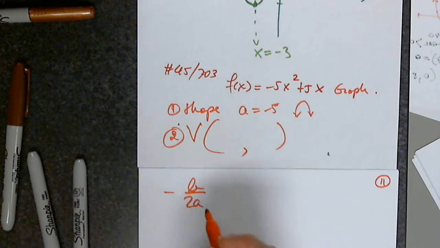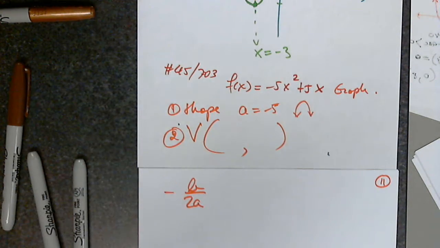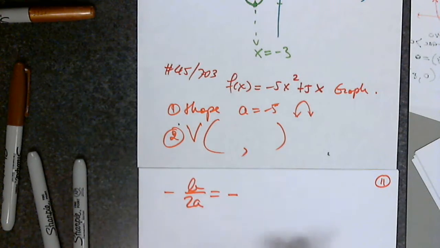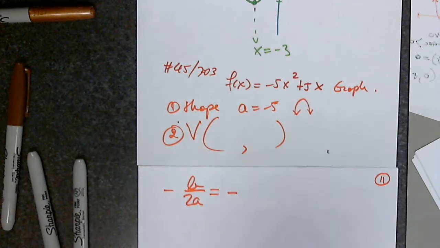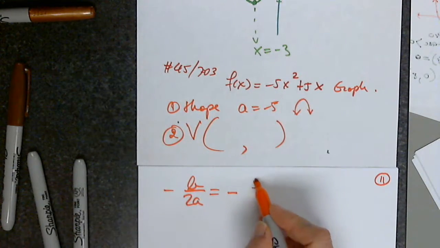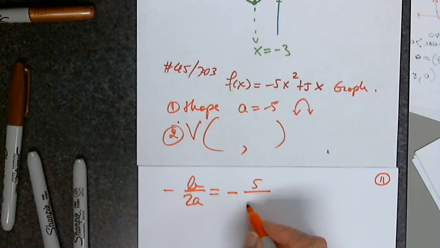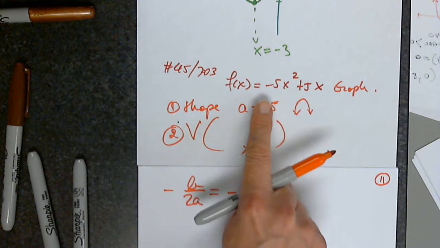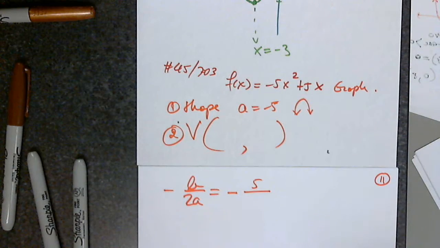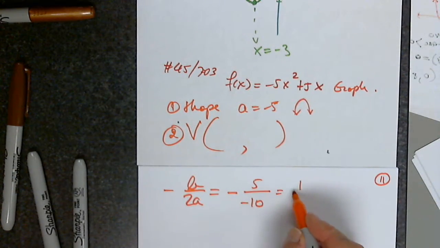Yes, from the quadratic formula, the first piece, the bottom piece, and no square root. That's how you remember it. Negative. Can anyone give us B? 5. Can anyone give us 2 times A? But since the leading coefficient is negative, 2 times -5, 2A is -10. Yes. So simplify, this is 1/2.